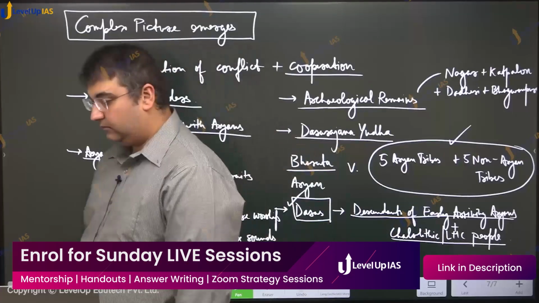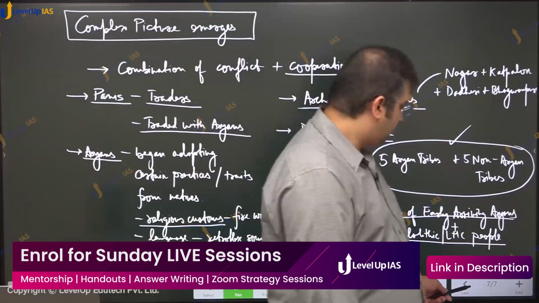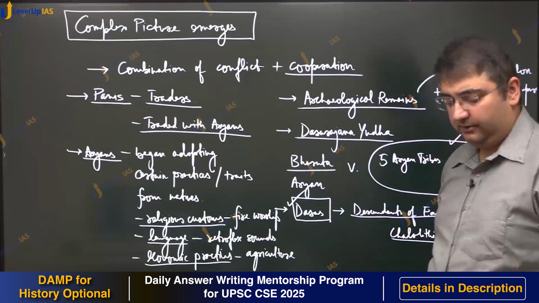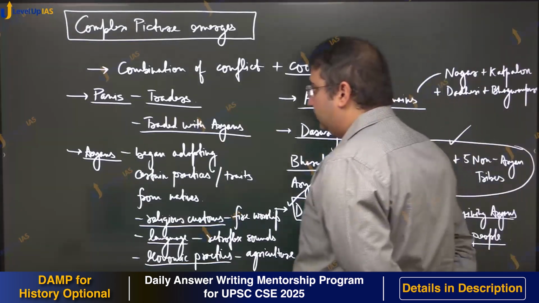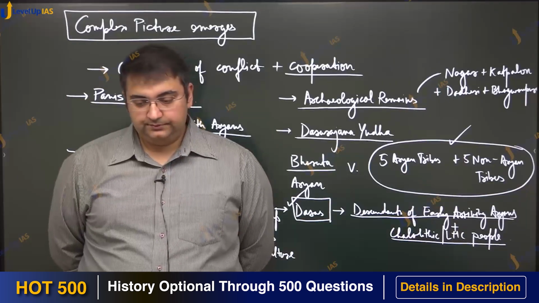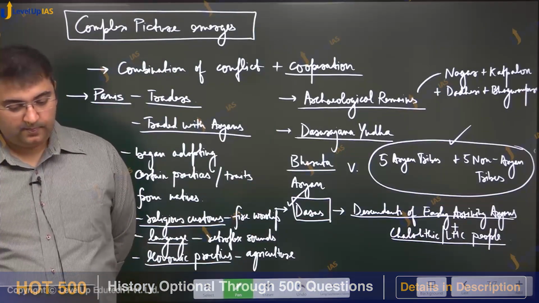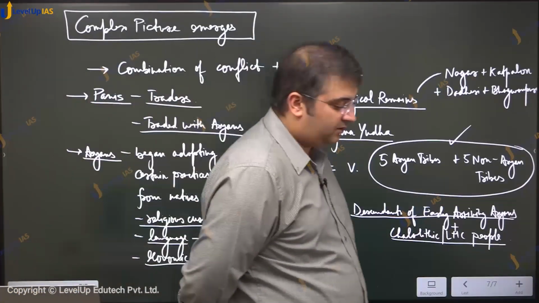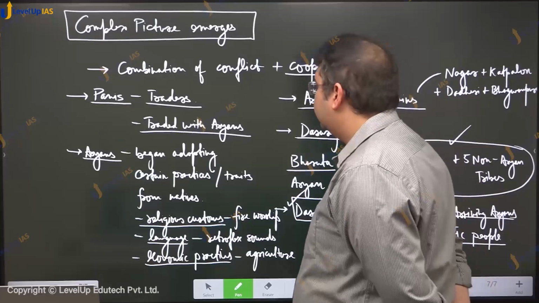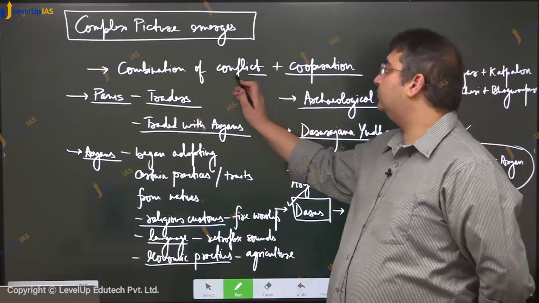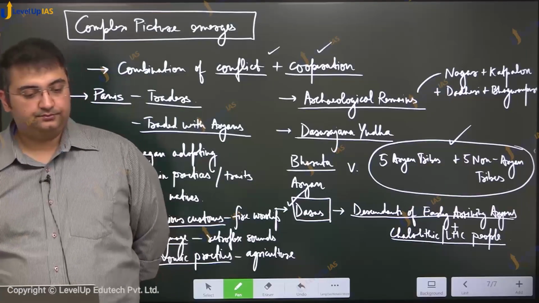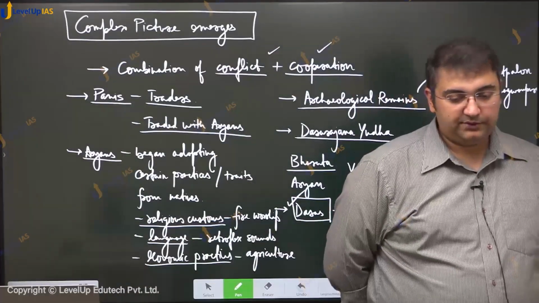However, comma, upon closer observation, a more complex picture emerges. Full stop. Subpoint. This relationship was characterized by elements of both conflict as well as cooperation. Full stop. Next main point.